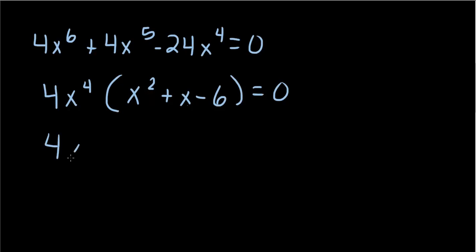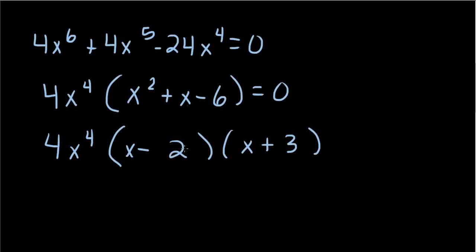So I'm looking for factors of negative 6. The sum is 1. So I know that one of them is going to be positive, the other one is going to be negative. That's the only way that I can have a negative number here. So it's going to be negative 2, positive 3, because negative 2 times 3 is negative 6, and negative 2 plus 3 is 1.